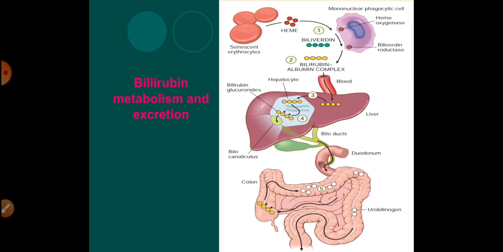So the problem can be at so many levels. The jaundice could be because of problem at multiple levels. The problem could be at the level of increased production, or it could be because of defective uptake, or defective conjugation, or a defect in the secretion into the biliary canaliculi, or it could be obstruction to the bile flow.